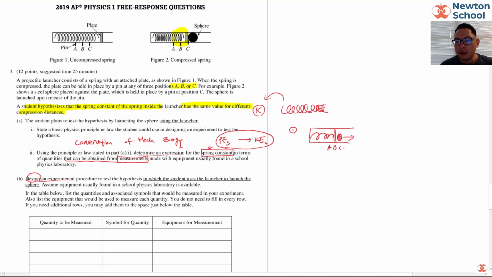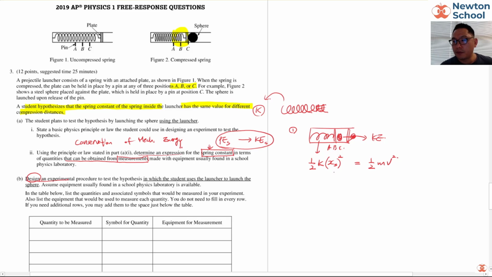So you can say the energy stored in the spring when it's released will be the kinetic energy of the spear. So in this case you can do 1/2 K x of the spring compressed, so I'll say XS squared, equals 1/2 mv squared. In this scenario, how are you going to measure this?